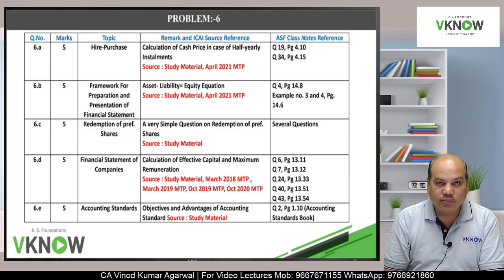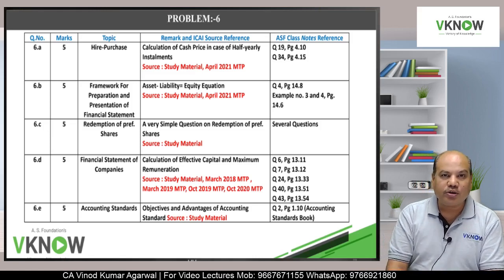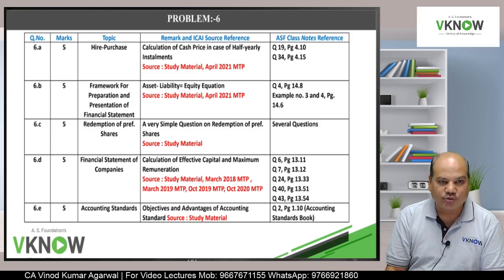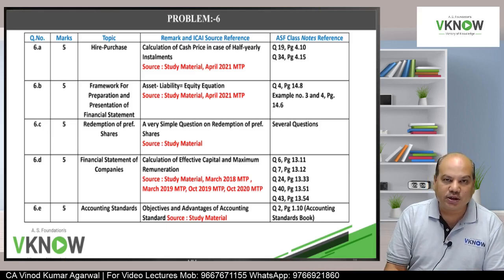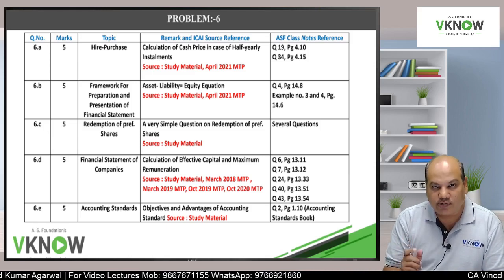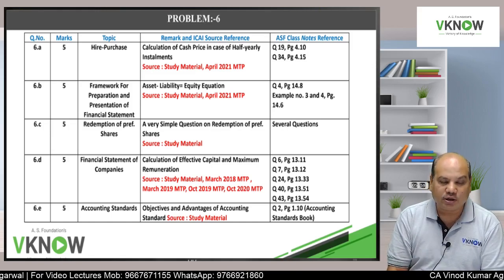Question number 6C, 5 marks, was a theory question on accounting standard. What are the objectives and advantages of accounting standards? You can write as much as you can. This question is there in the study material of the institute also. In our book also we have covered exactly the same question, question number 2 on page 1.10 in our accounting standard book.